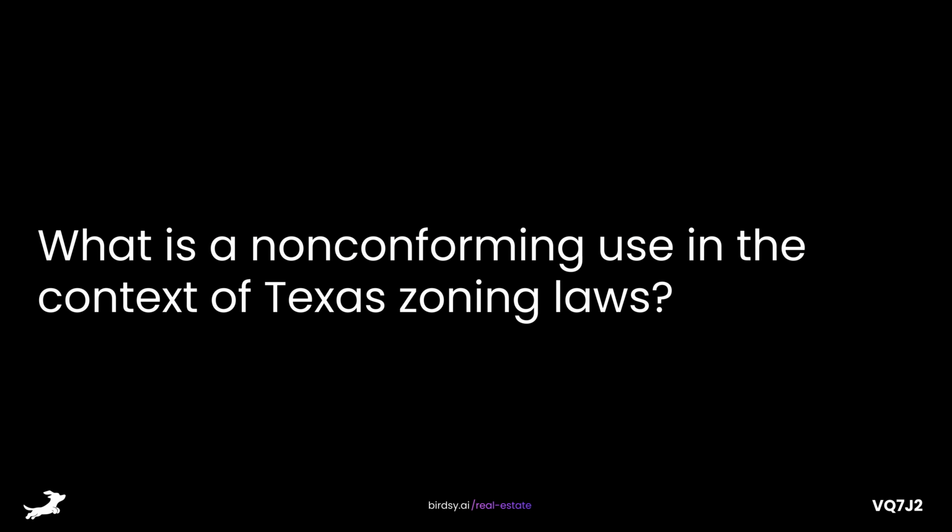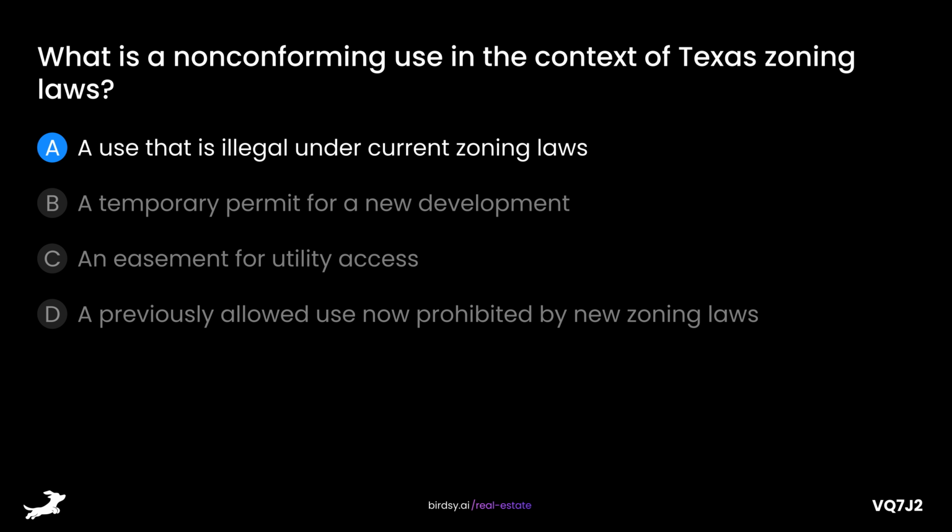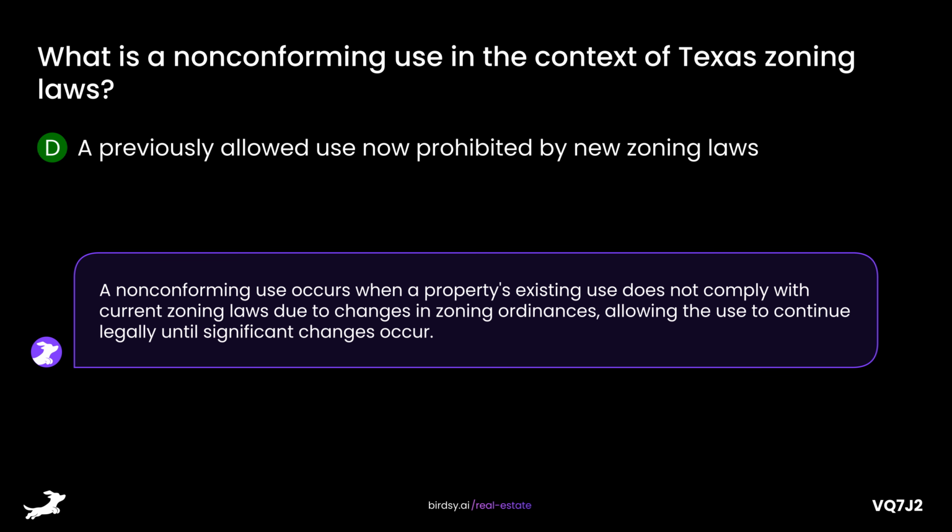What is a non-conforming use in the context of Texas zoning laws? Is it A, a use that is illegal under current zoning laws, B, a temporary permit for a new development, C, an easement for utility access, or D, a previously allowed use now prohibited by new zoning laws? The answer is D, a previously allowed use now prohibited by new zoning laws. A non-conforming use occurs when a property's existing use does not comply with current zoning laws due to changes in zoning ordinances, allowing the use to continue legally until significant changes occur.